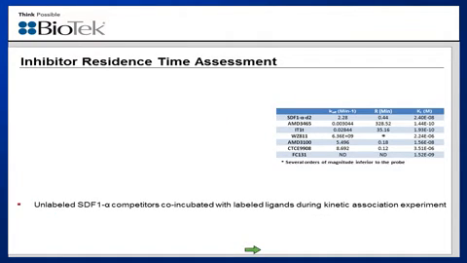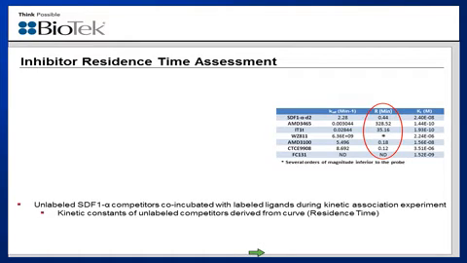The residence time of the unlabeled inhibitor panel was then determined in the subsequent experiment. Here, the labeled ligands and unlabeled competitors were added to the well at the same time, and then co-incubated with the CXCR4 expressing cells during a kinetic association experiment. From the curve fitting and the Motulsky and Mahan equation that I mentioned previously, the K-on and K-off kinetic constants of the unlabeled competitors were then generated.